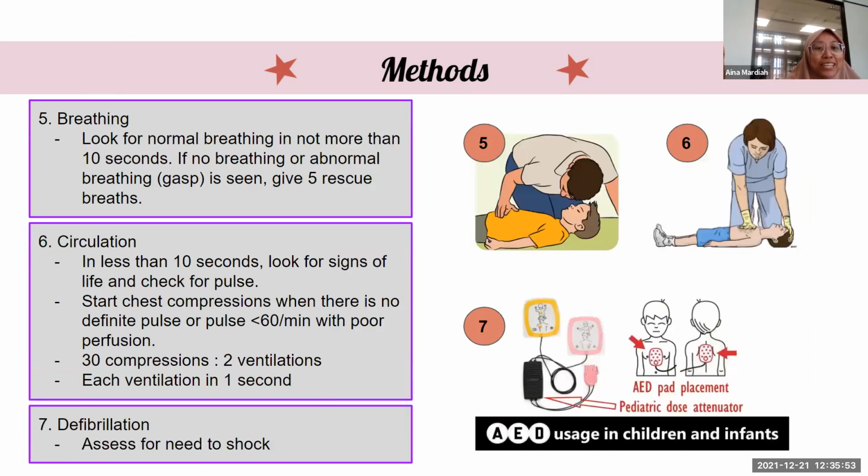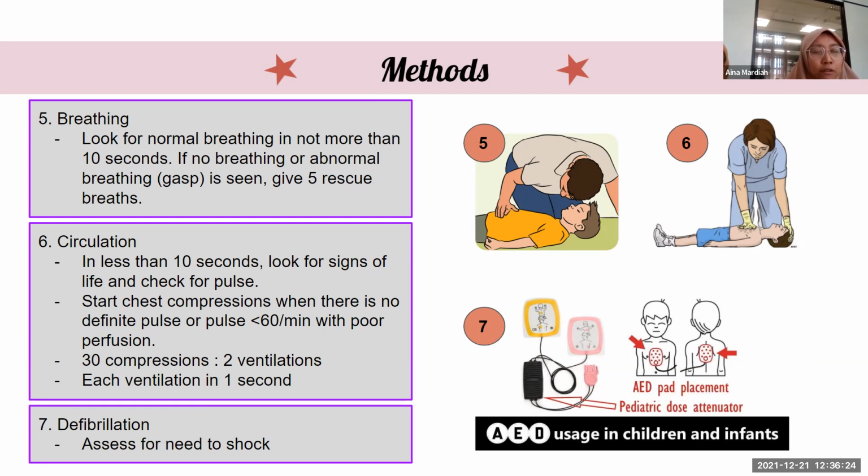Okay. After we open the airway, we look for breathing. We look for normal breathing, not more than 10 seconds. And then we see if there is no breathing or if there is abnormal breathing, so we need to give the initial 5 rescue breaths. And then we go to the circulation and check the pulse. Actually, looking for the breathing and the pulse can be done simultaneously, and it must be within 10 seconds.